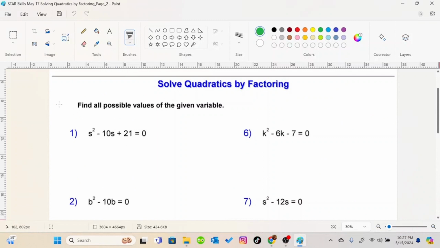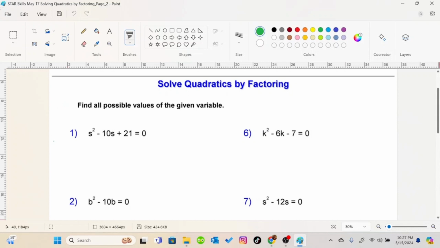Page 2, solve quadratics by factoring. Find all possible values of the given variable. So in this case, we're going to take the standard form, we're going to turn it into factored form, and then use the factored form to find the solutions, just like we did on page 1.